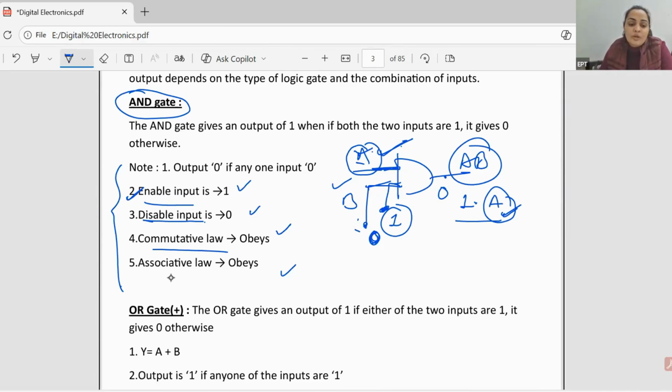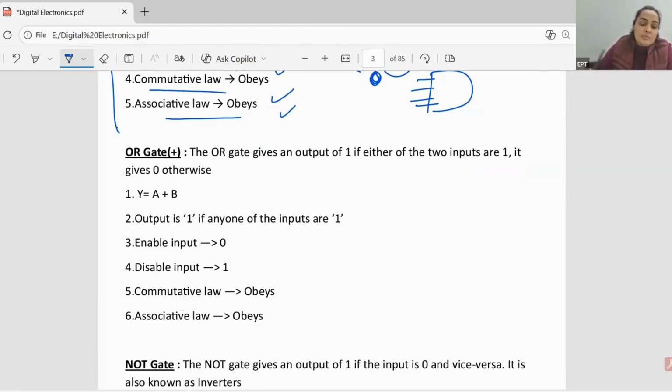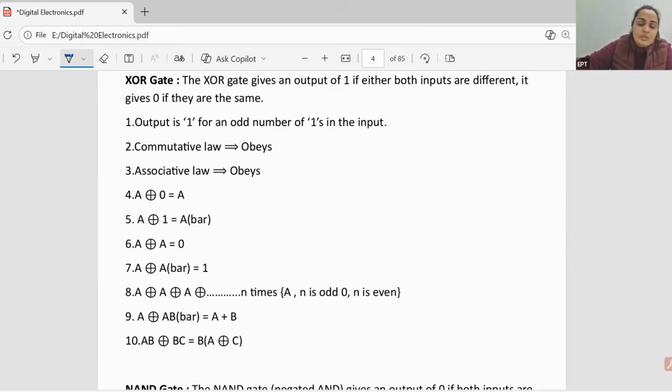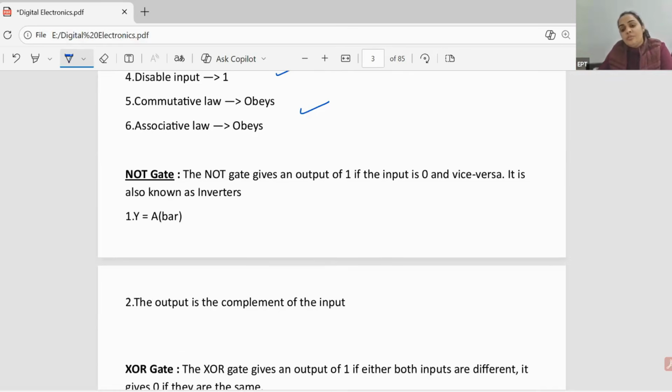Now both will follow the commutative and associative laws. See, both are following the commutative law and associative law. That's why we can use the 3 input AND gate, or we can use the 4 input AND gate, like this. Okay, so similarly here, right? NOT gate, we all know what a NOT gate is, right? XOR gate.